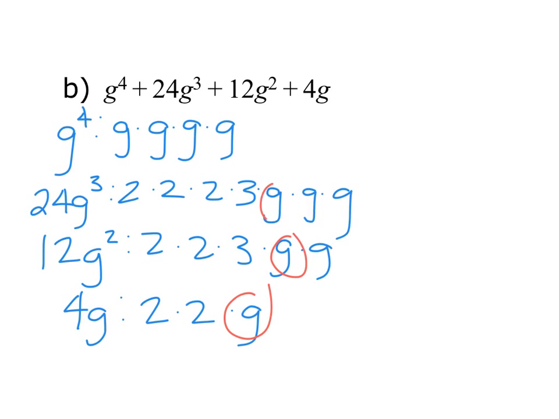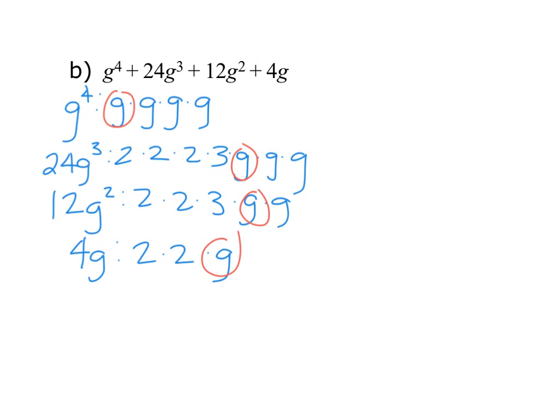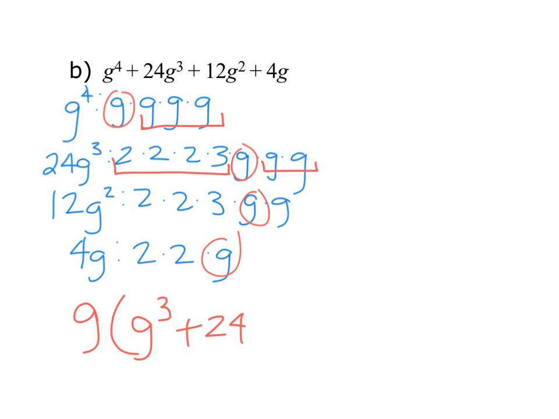All right, so what do I have in common? g. Anything else? A 2. Oh, no, because that first one doesn't have a 2, right? So I can factor out g. g times, what's left in that first term? 3 g's, so that's g cubed. That second term, we have all of our numbers left, so that's 24. And then how many g's are left? 2, so that's g squared. My third term, we have 12 on 1g. And my last term, we have 4.